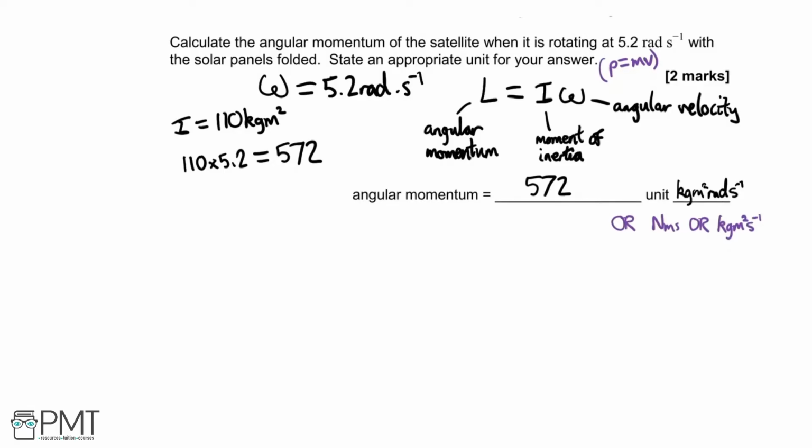So in terms of marks for this question, you'll get your first mark for correctly calculating the value of angular momentum, which you can only get by multiplying the two correctly substituted values together. And then your second mark will obviously be for the units.